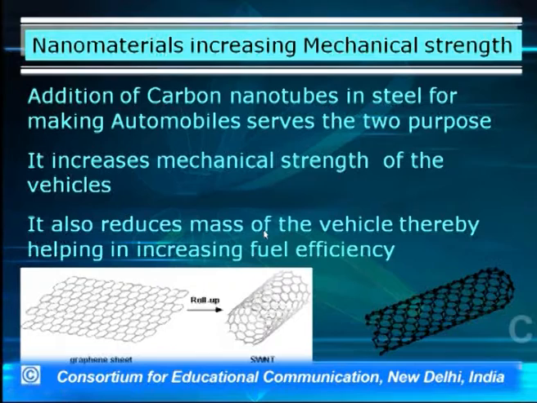One other advantage which such a material would have is, because carbon has lesser mass compared to iron, and therefore, because of its reduced mass, the mass of the vehicle which can be made out of such steel, which is composed of carbon nanomaterials, nanotubes also, would be lesser, and therefore would help in increasing the fuel efficiency. Because these days, making such automobiles which have reduced mass and hence increased fuel efficiency is an important aspect which is required, and the addition of such nanomaterials would help therefore in two ways.